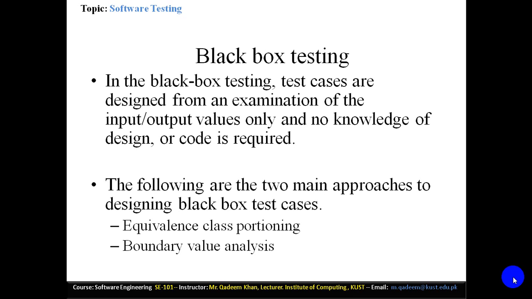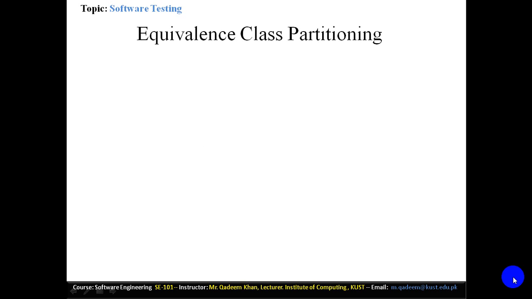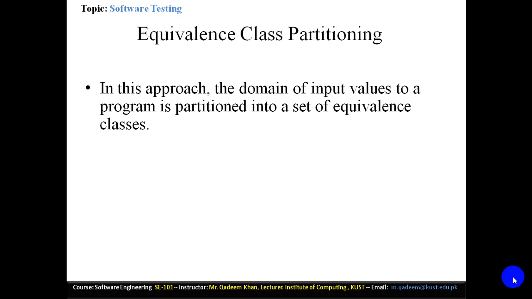The following are two main approaches to design black box tests. So when we design black box testing, we use two different techniques. These techniques specify how the test cases will be designed. One is called equivalence class partitioning and the second one is called boundary value analysis. Now, equivalence class partitioning. As its name indicates, we partition the input into multiple equivalent classes here.